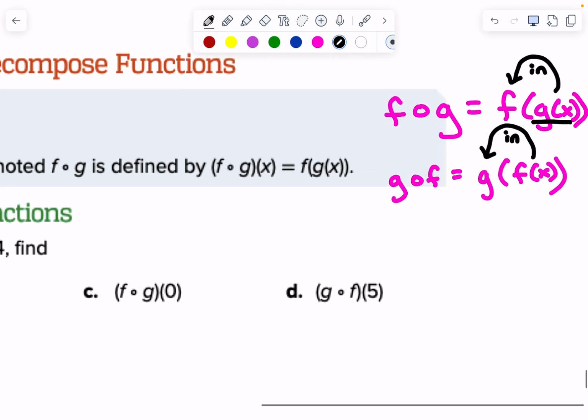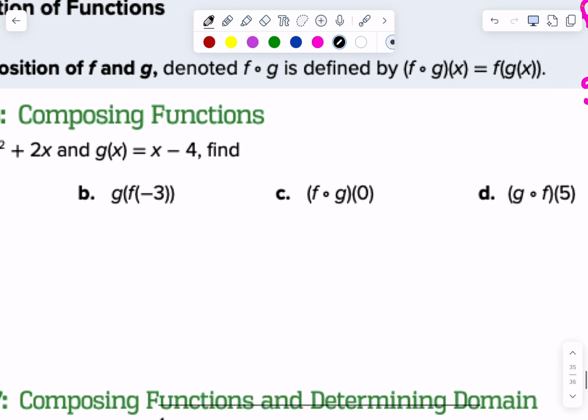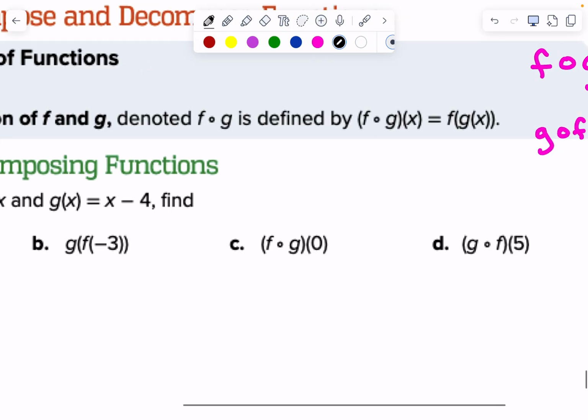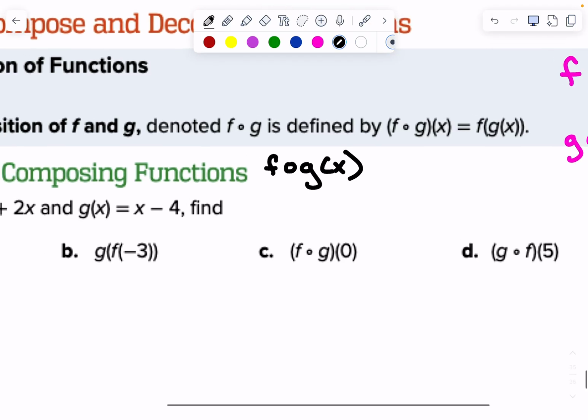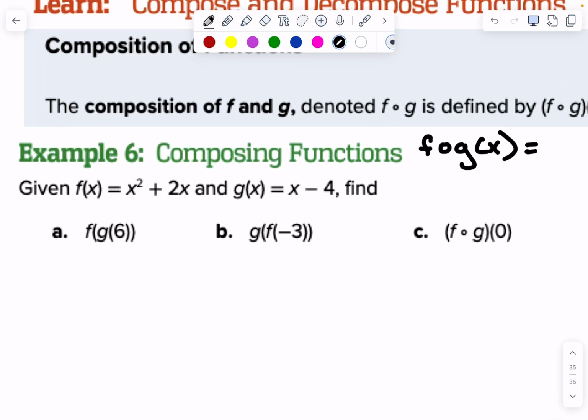I'm going to do something real quick. On A, B, C, and D, they want us to plug numbers in. I'm going to do one thing really quick, and I'm going to just do f composed of g of x before we do part A. What do you do when you're not plugging a number in? What do you do when you're plugging an x in?